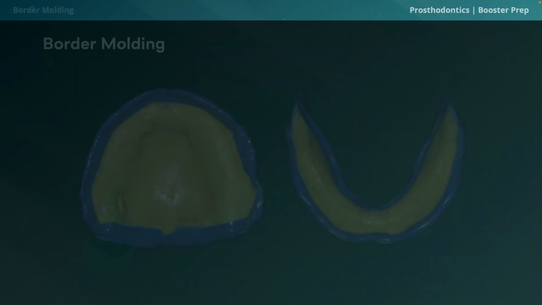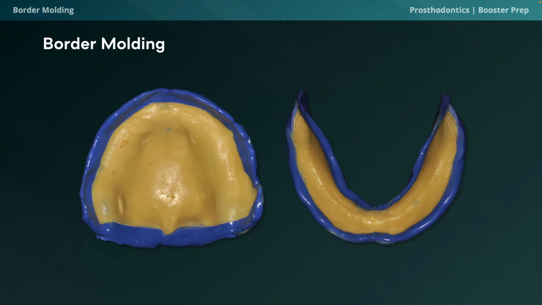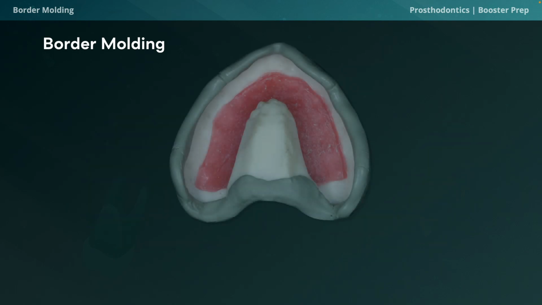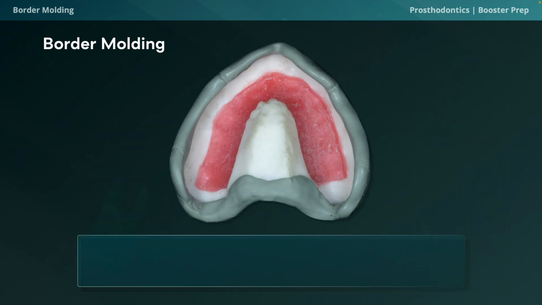Now let's move on to border molding, which is one of the most critical parts of complete denture fabrication, because if done incorrectly, as shown in these images, you're really going to have an unhappy patient. So please make sure your border molding does not look like this in the clinic. Alright, let's see what a good example of border molding looks like. Look at this, much better.